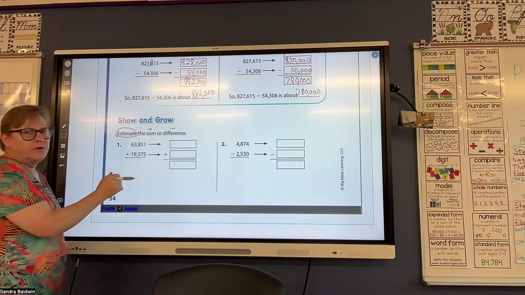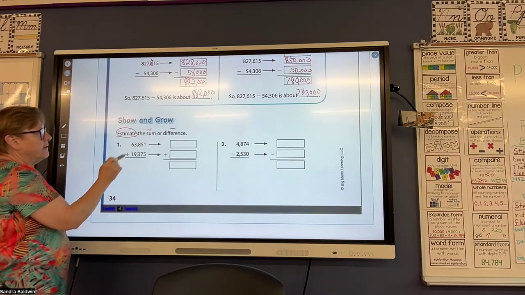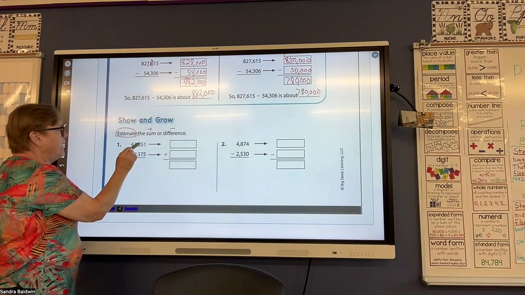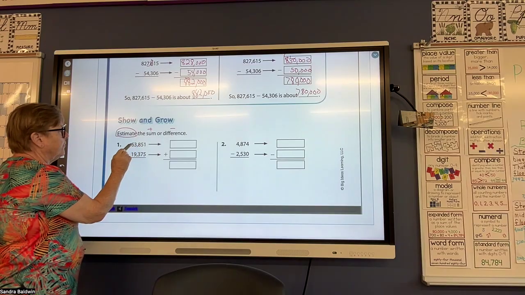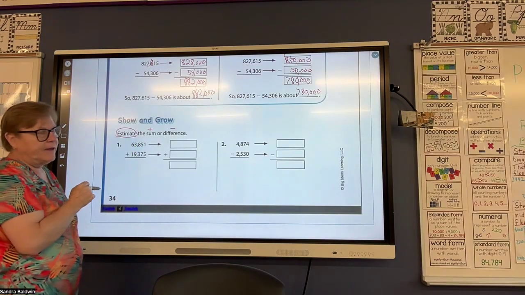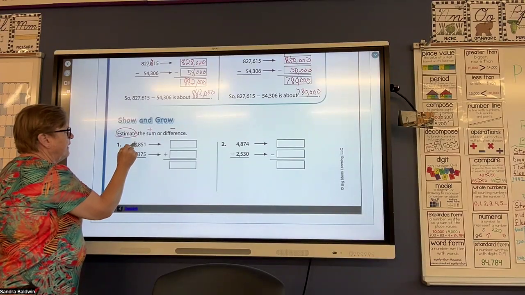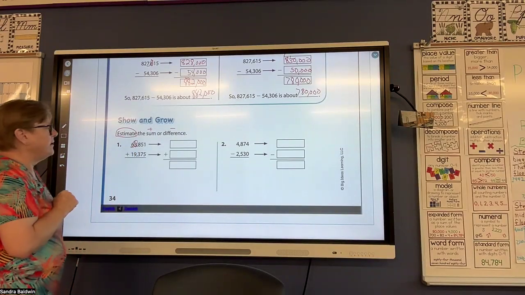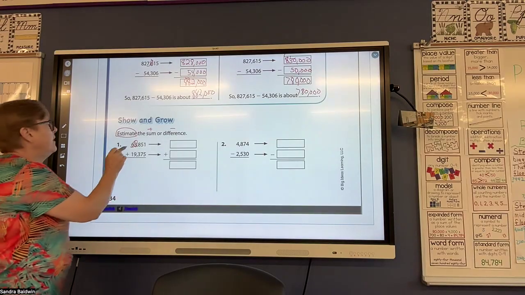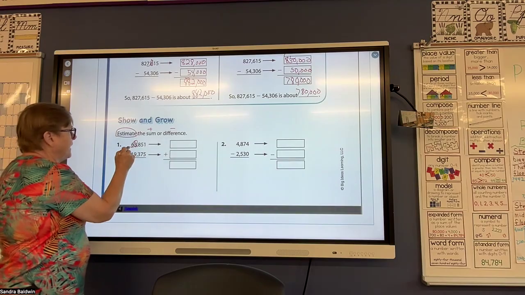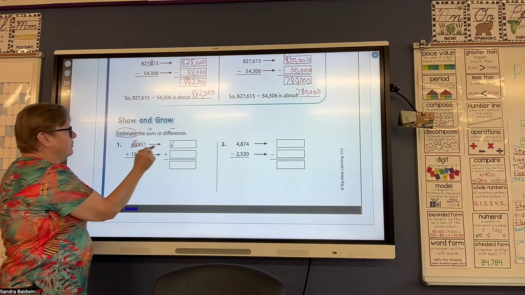So first thing I have to do is round the numbers. It does not tell me how to round the numbers. So since they both have 5 digits, 1, 2, 3, 4, 5, I'm going to round to the nearest 10,000. So I'm going to look at my 10,000 place and then circle its neighbor to the right. Since that is less than 5, I'm going to keep the 6 and then substitute zeros.